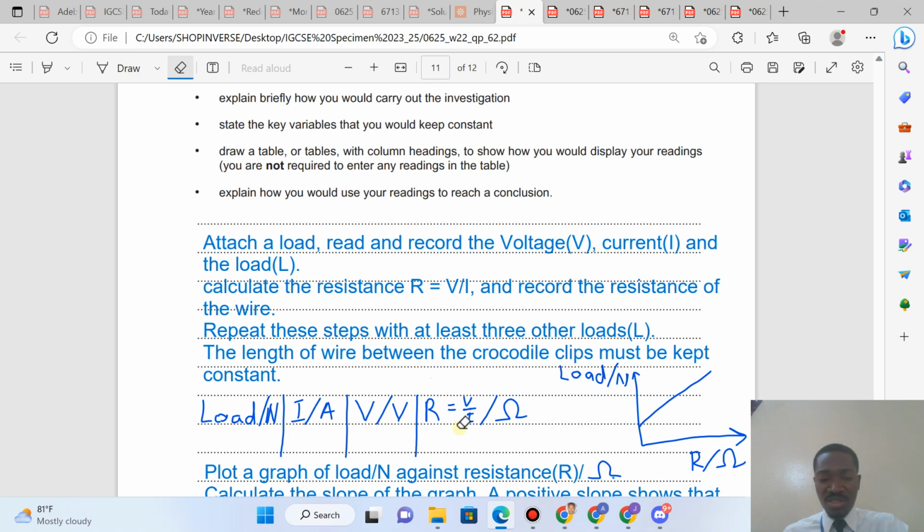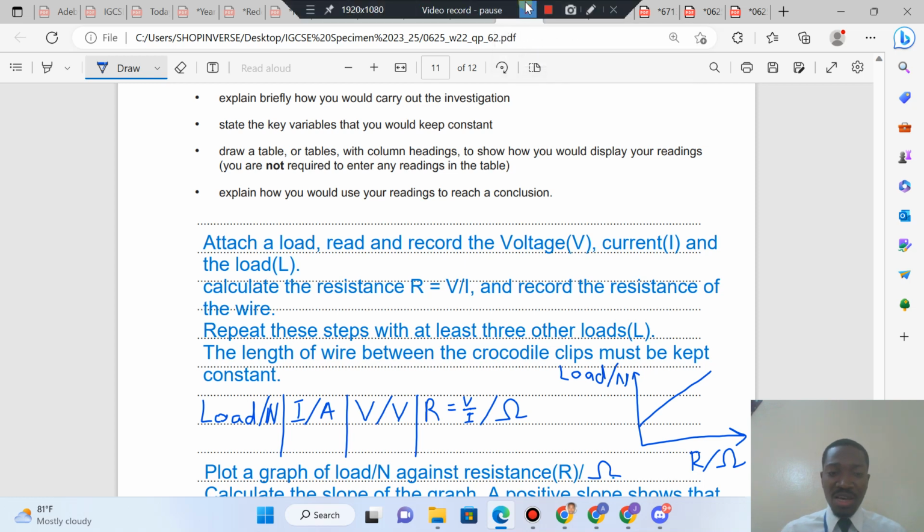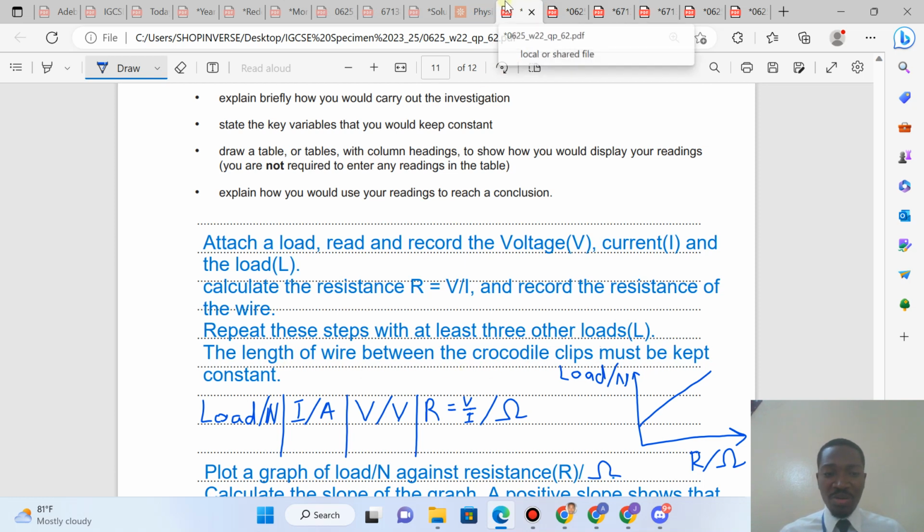So you also record the resistance. What's the next thing? Repeat these steps with at least 3 other loads. So you'll be changing the load. As you are changing the load, you measure the current, measure the voltage, measure the resistance, and then you tabulate your values. The length of the wire between the crocodile clips must be kept constant. Why did I write it? It must have been requested. So the procedure would state what you need to answer the question. The procedure states, state the key variables that you keep constant, and that's why I said the length of the wire between the crocodile clips must be kept constant.